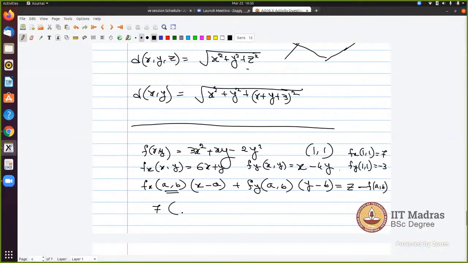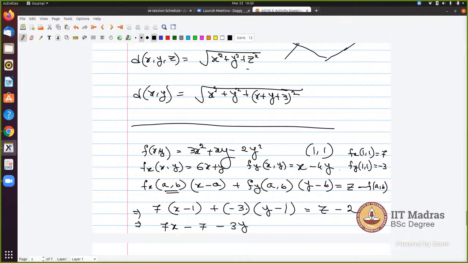So 7 times x minus 1, plus minus 3 times y minus 1, equals z minus f of a. What is f of a? f of 1 comma 1 is 3 plus 1 minus 2, which is 2. So this is what you are getting, right? Yes, sir, if you simplify.